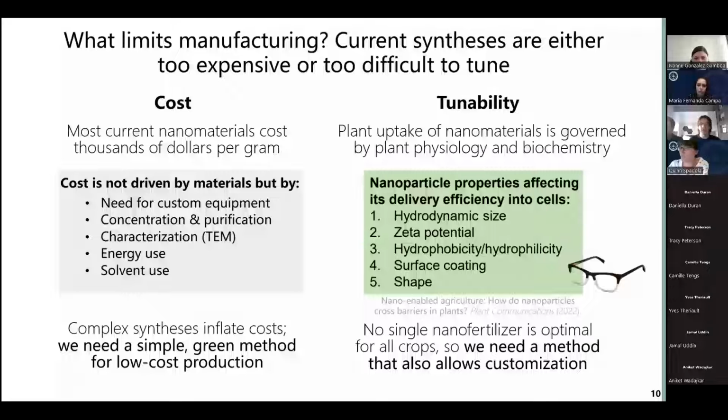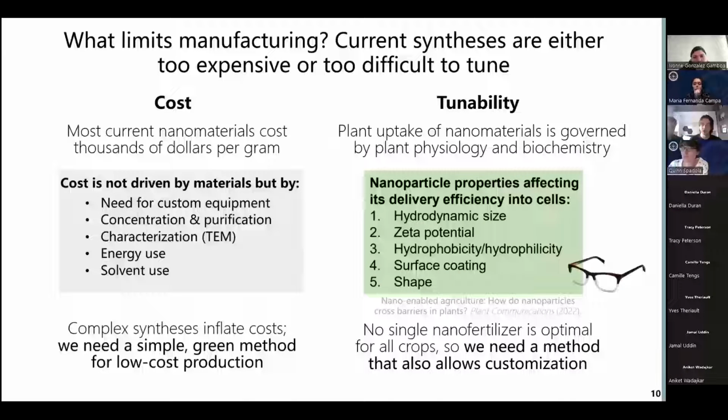It's the need for really custom, really expensive equipment used for concentration and purification and quality assessment. Sometimes you use very expensive solvents. There are just a lot of inefficiencies in the process. And so essentially our thought is that you need a process that's simpler. It has to be greener because you're putting these on your food, and it also has to be low cost.